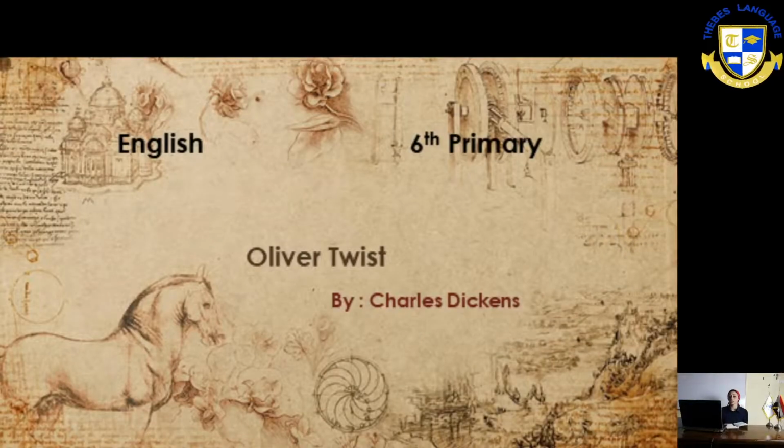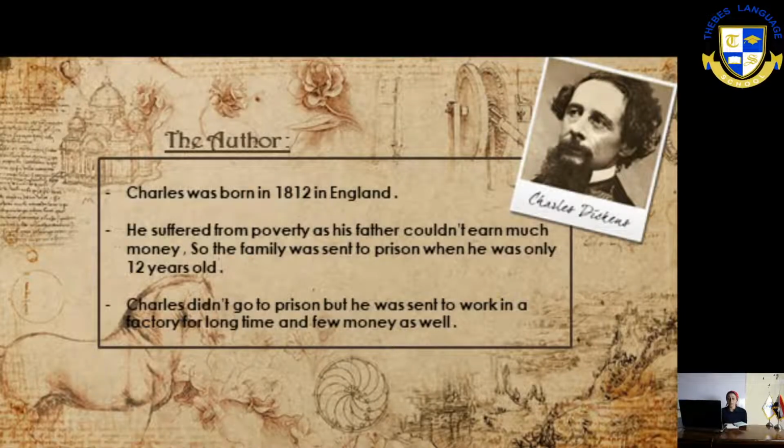As here we are going to have some information about Charles Dickens. Yes, this is his picture. Actually, Charles Dickens was born in 1812 in England. He suffered from poverty when he was young, as his father couldn't earn so much money to pay for the family's bills. So, according to this reason, all the family was sent to prison or to jail because they couldn't pay their bills.